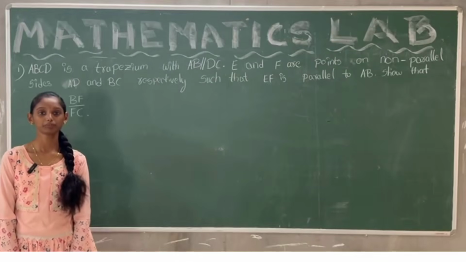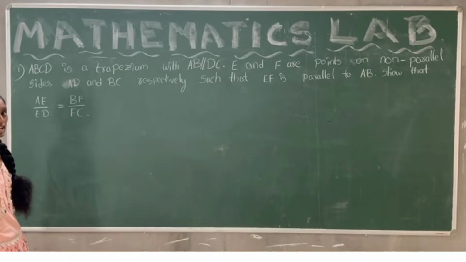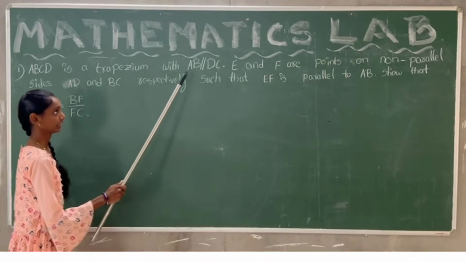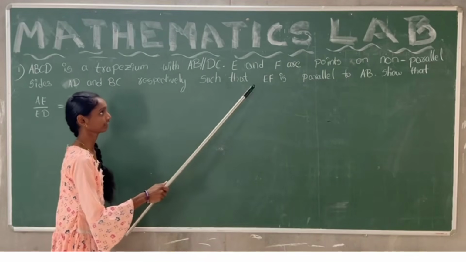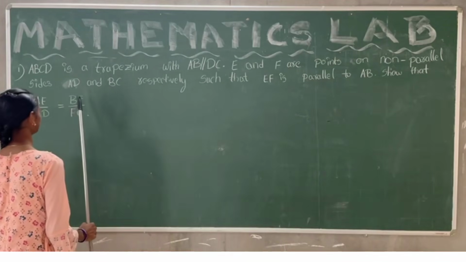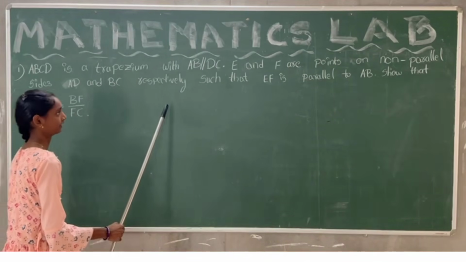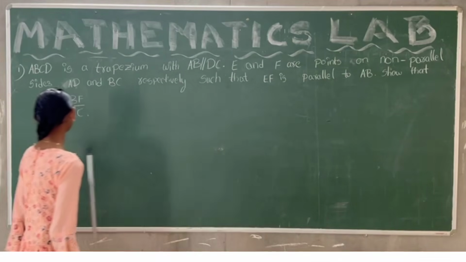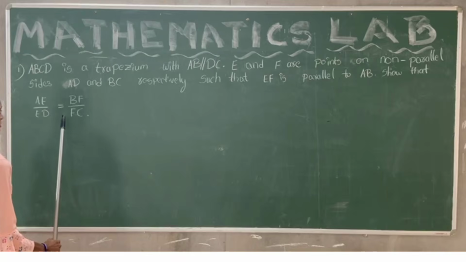I am Monica from 10th class, Rajpeta. Today I will explain this sum. ABCD is a trapezium with AB parallel to DC. E and F are the points on non-parallel sides, AD and BC respectively, such that EF is parallel to AB. Show that AE by ED equals BF by FC.